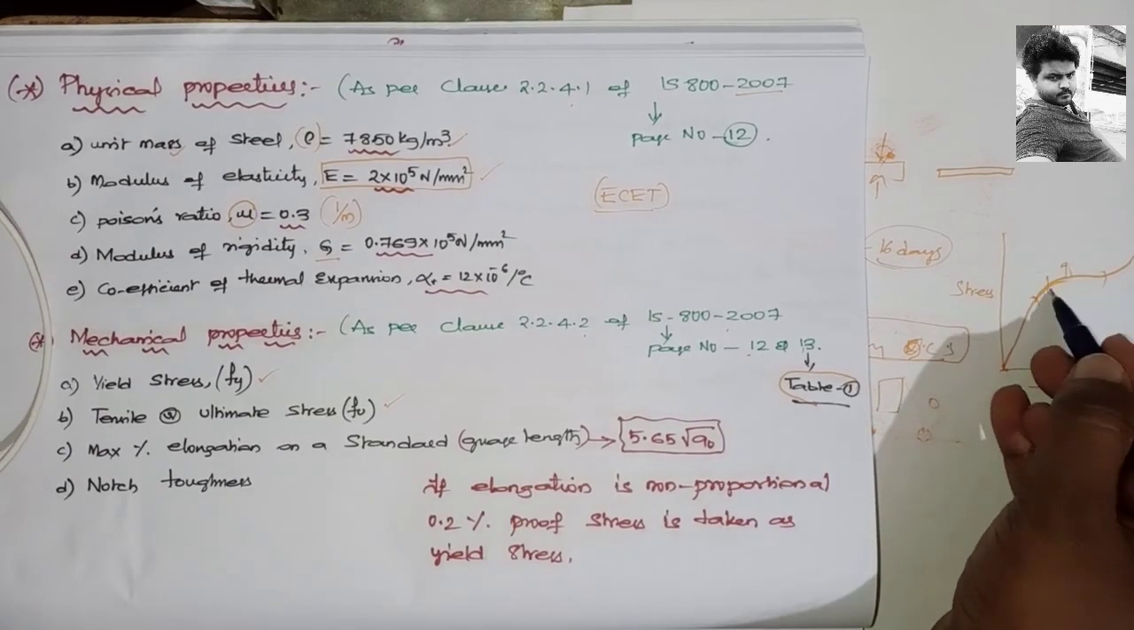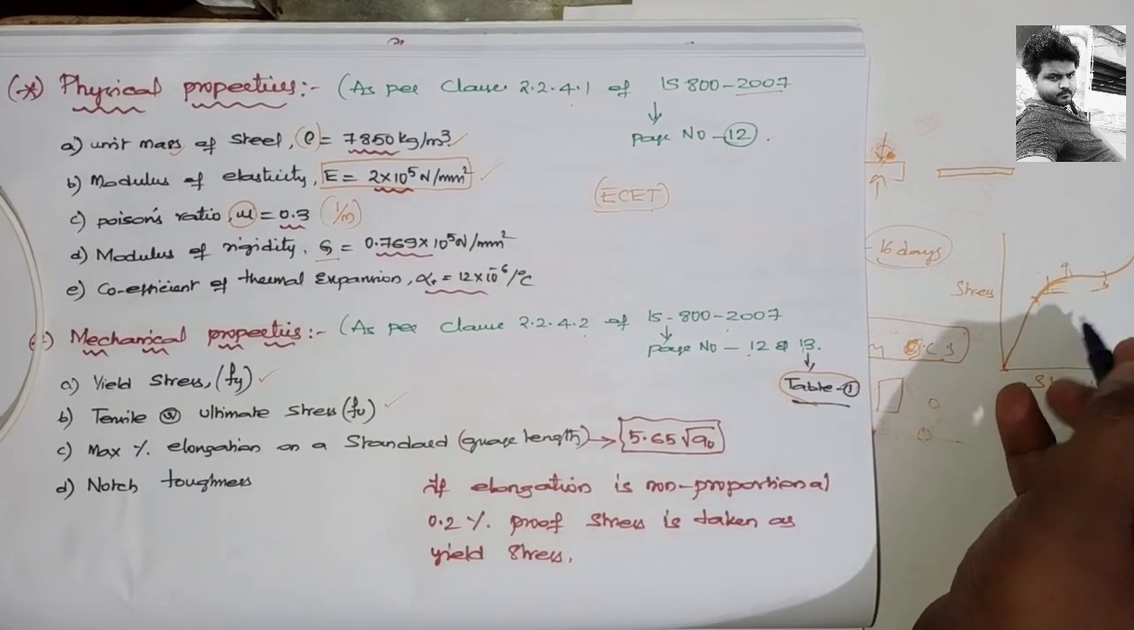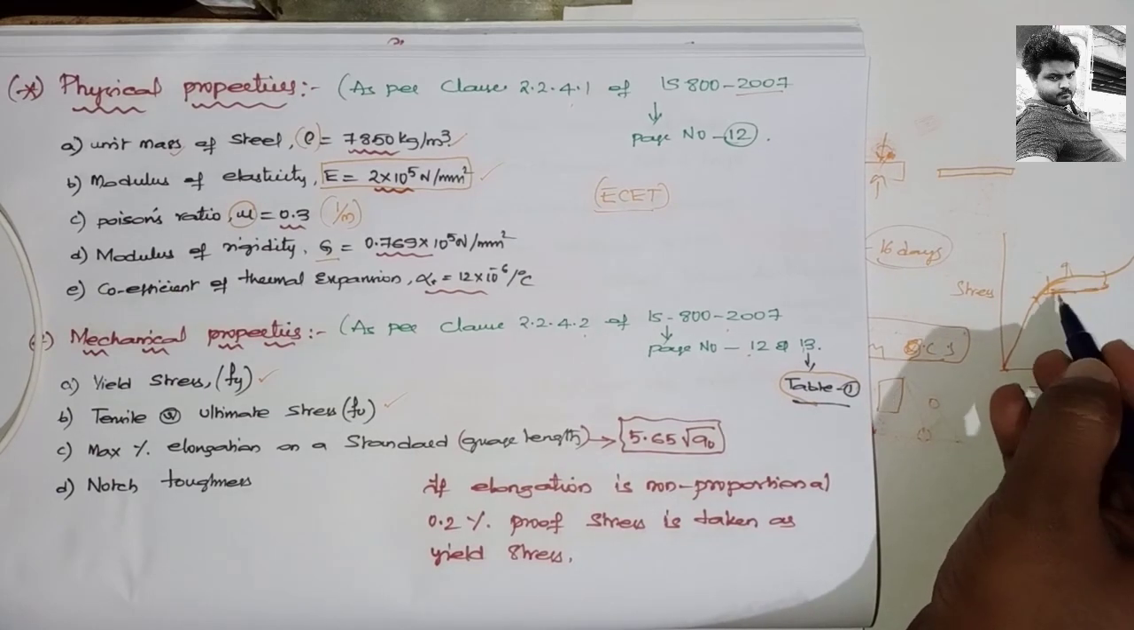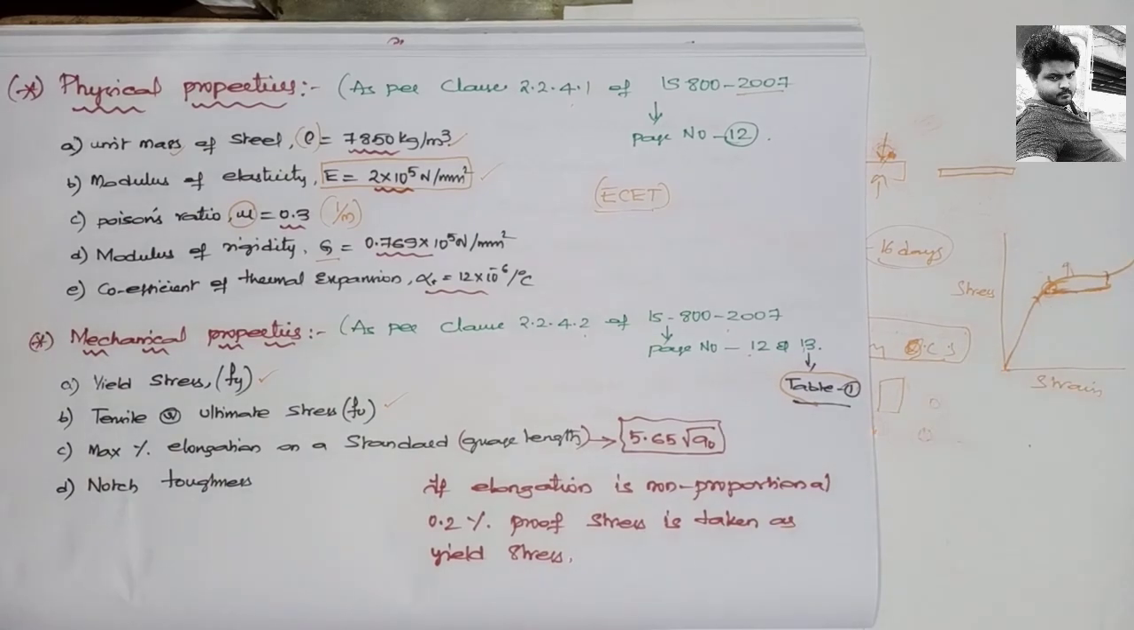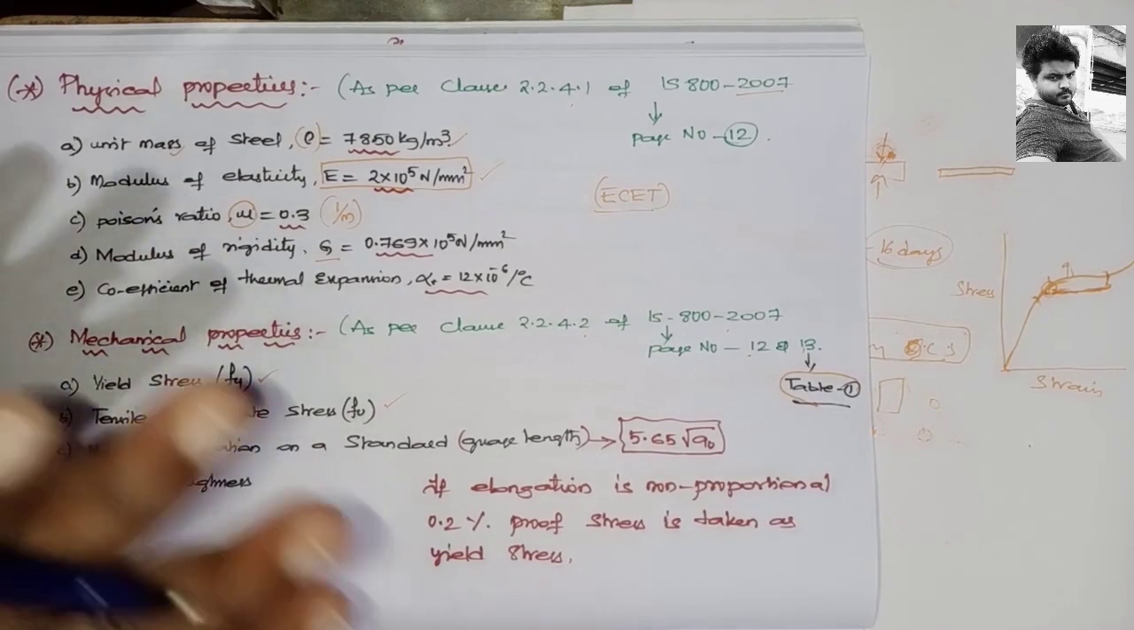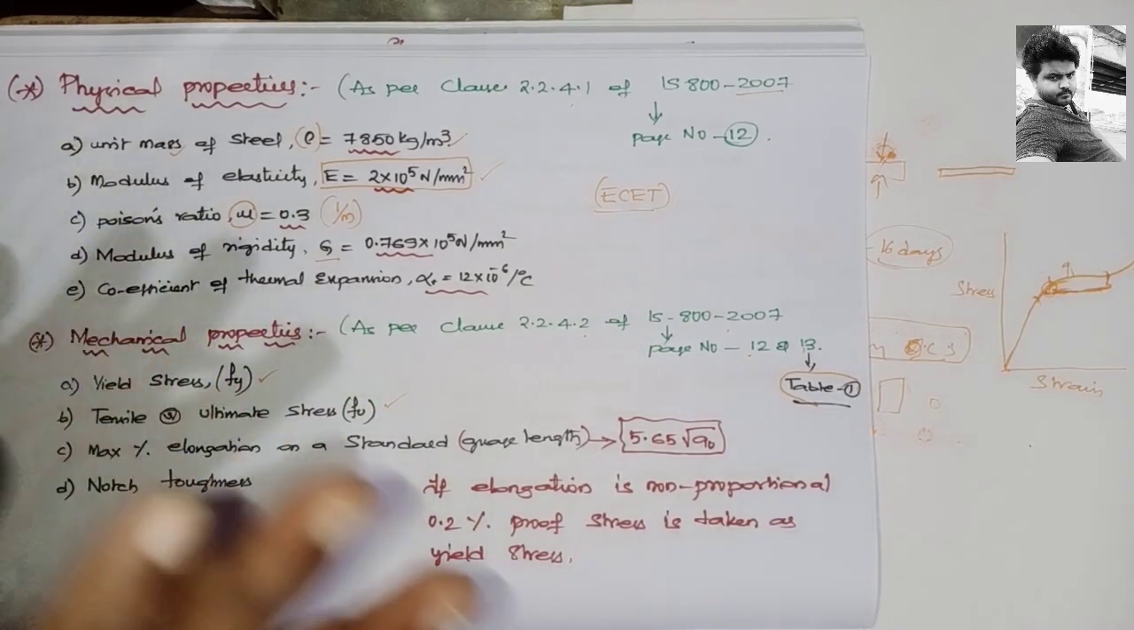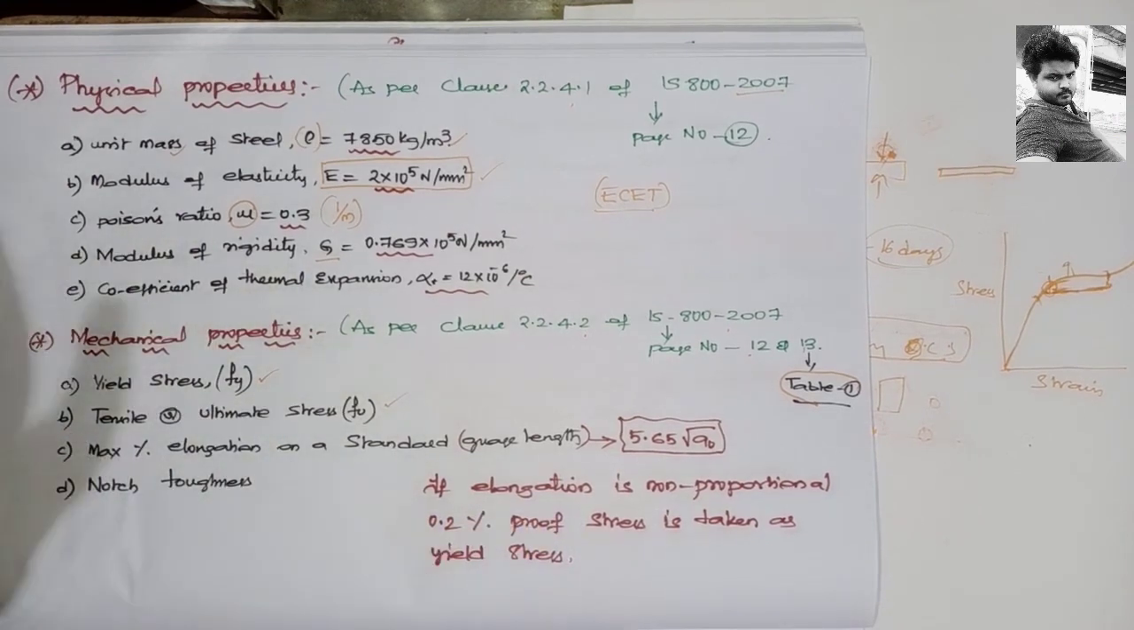This portion we call the strain hardening portion. It is the portion between the lower yielding point and the ultimate strength. This is the yield stress. Now, yield strength means the maximum stress that can be applied without permanent deformation of the test specimen. That is, the maximum load at which the member will not go for permanent deformation is nothing but the yield strength.